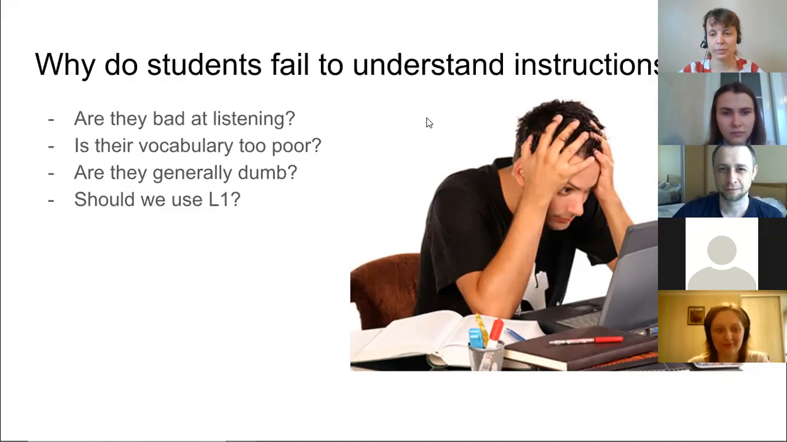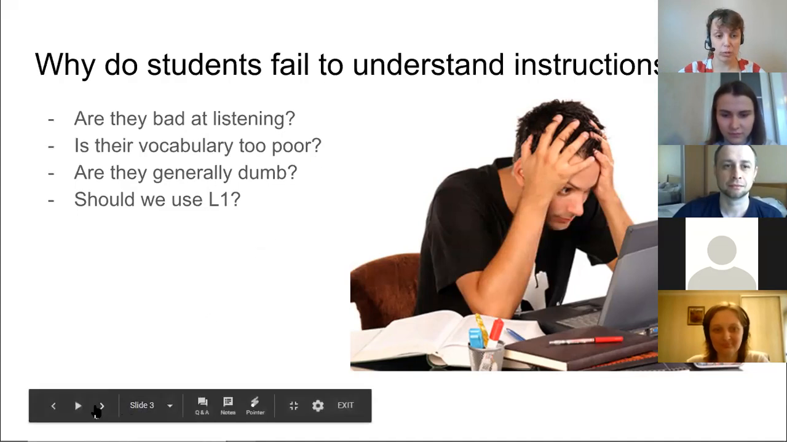I'm in favor of not using L1. Okay. Why? It doesn't take much time to get used to the instructions because it's just maybe 20 words they need to know. Right, so there's not much. They repeat all the time, so I think sooner or later we can help them get used to our instructions.